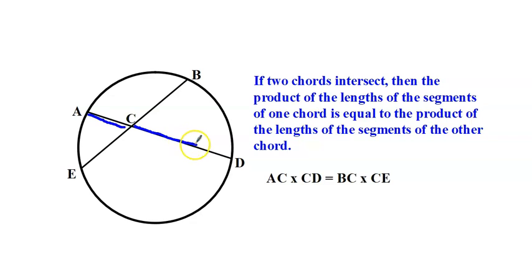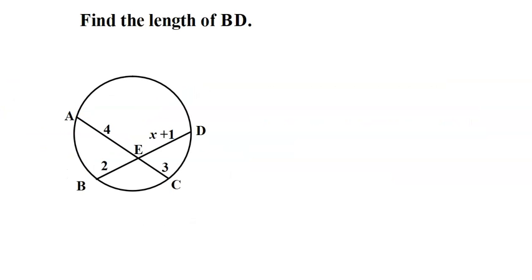So the length of AC times the length of CD is equal to the length of CB times the length of CE. Okay, this is not a proportion. Kind of similar, but no, not a proportion. Basically, you take these two pieces of the one chord, you multiply them together, and they're going to equal the two pieces of the other chord multiplied together. That's it.